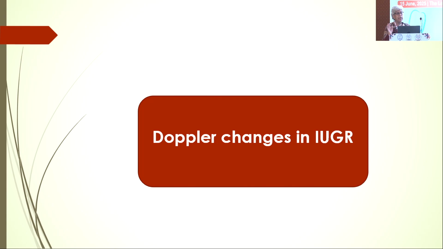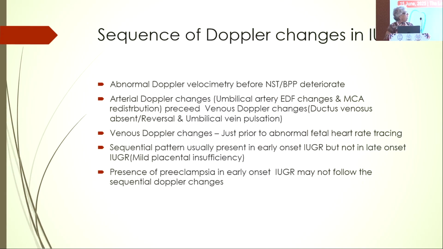So Doppler changes in IUGR, particularly for early onset IUGR, usually follow a sequential pattern unless complicated by preeclampsia. Normally we should be aware that Doppler changes become abnormal prior to NST or biophysical profile changes. So the biophysical profile is not superior to the Doppler. This is the reason why Doppler assessment is very important: first in diagnosis, second in monitoring, and third in decision making regarding the delivery.